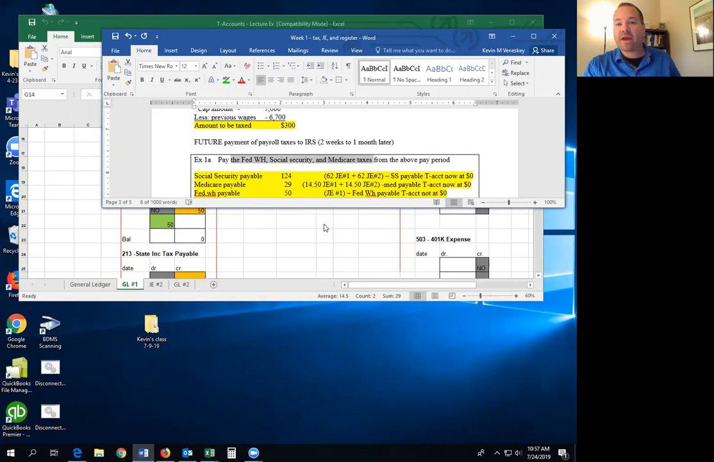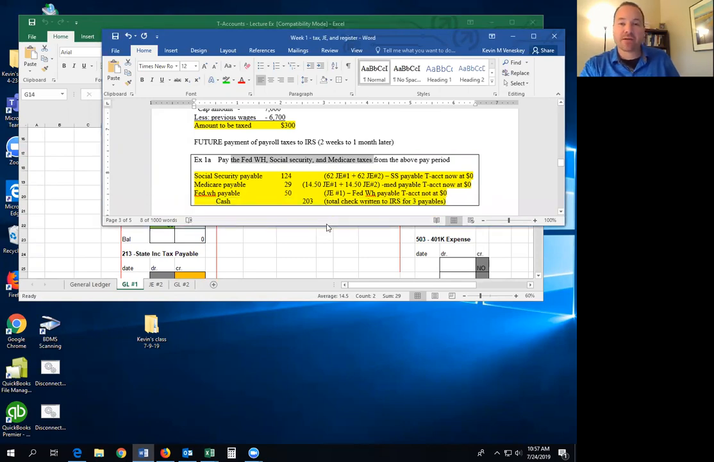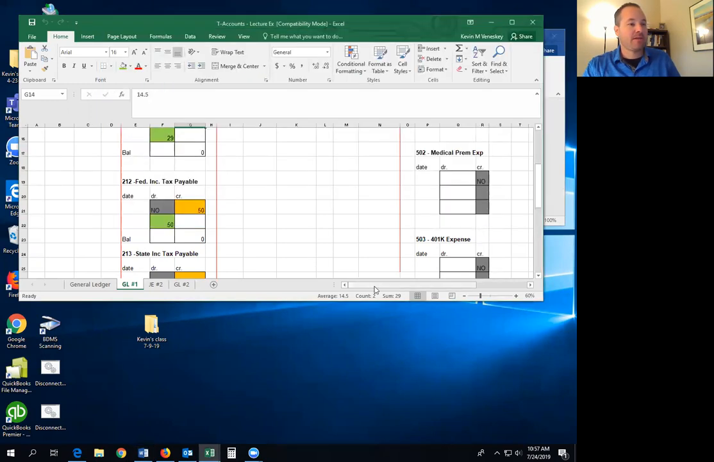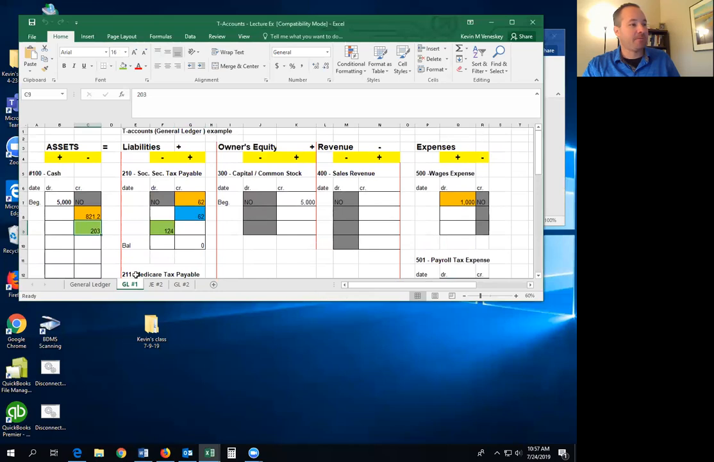I'm going to then write a check for these 3 dollar amounts. And I'm going to credit my cash, since I wrote the check, for $203, paying my Social Security, my Medicare, and my federal withholding bill. And then I come over to my cash T account and credit it for $203 to show I don't have that money anymore. I had to pay the government.